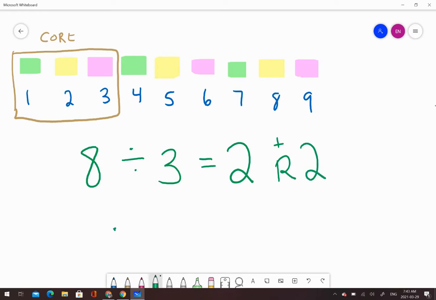If I have 8 dots and I put them into groups of 3, I have 2 groups of 3, and 2 dots that are left over that don't fit into a group of 3. 2 remainder 2. Now, I'm going to look here. This time, I'm looking at the number 2. So term 2 is yellow.